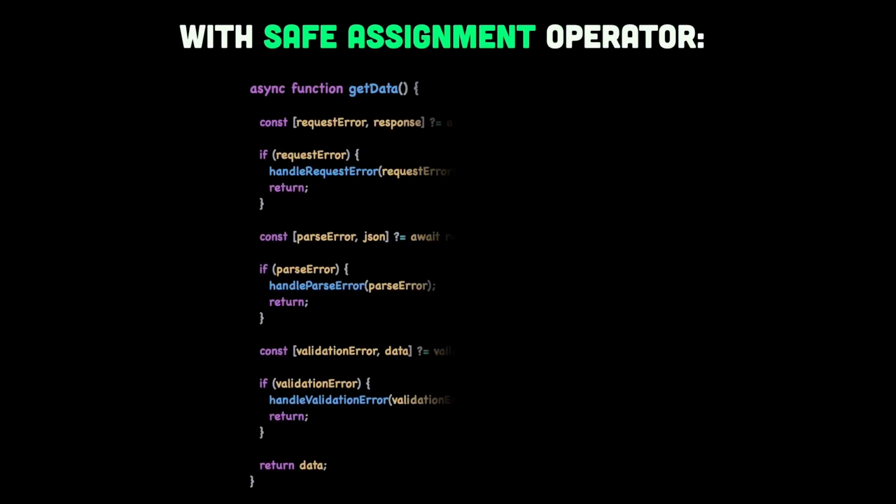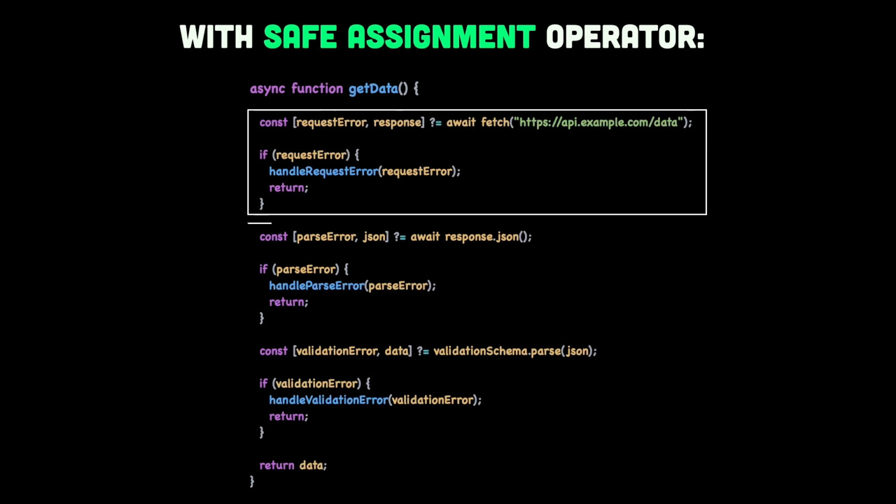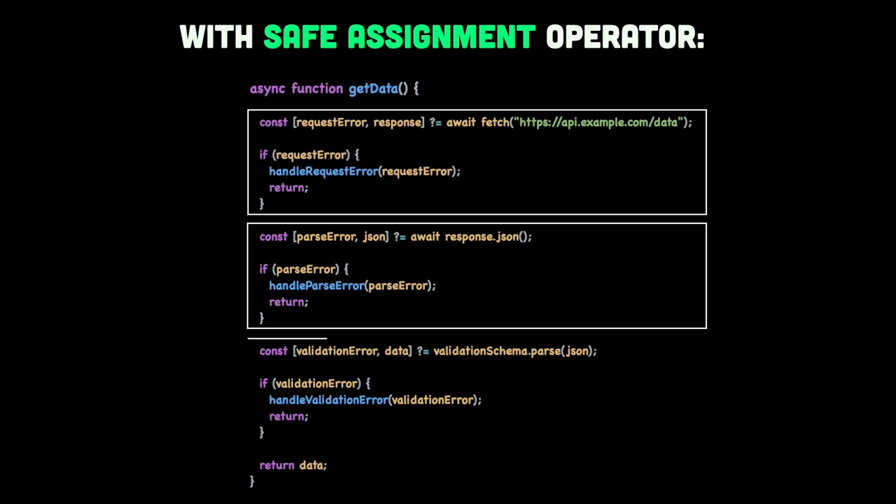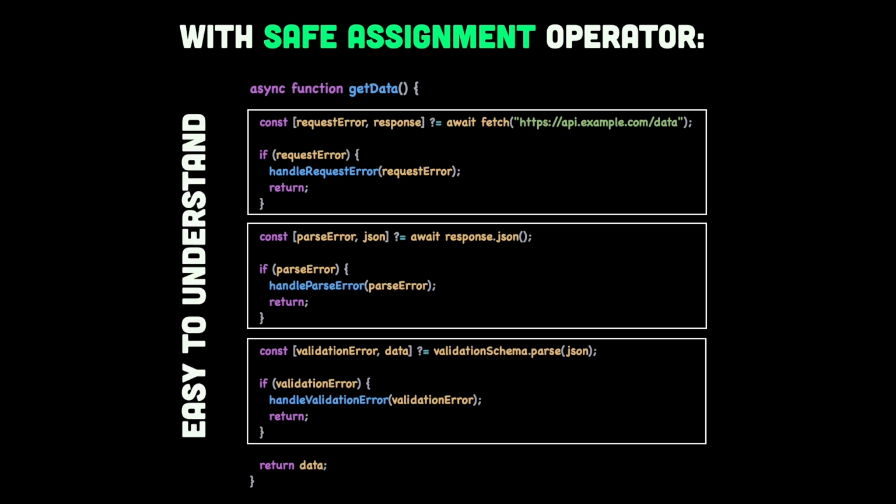Let's look at an example of how you can rewrite the getData function using the safe assignment operator to handle errors in a cleaner way. As you can see, it's much more organized. You handle errors right when they happen without a bunch of nested try-catch blocks.